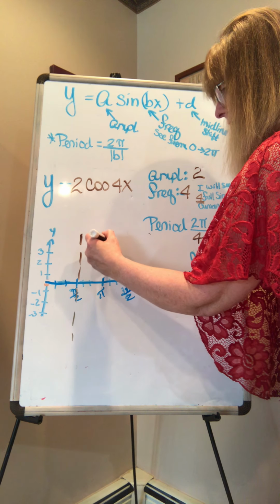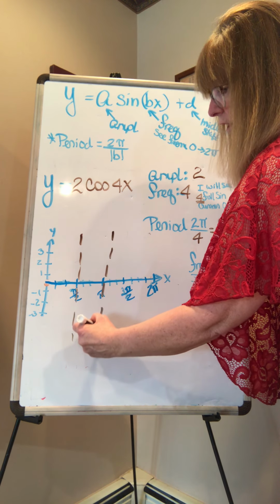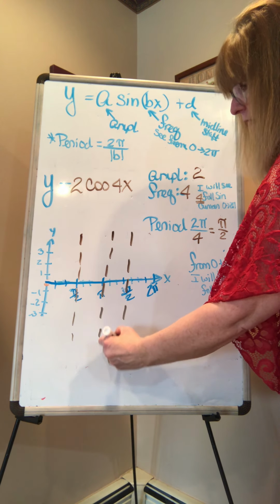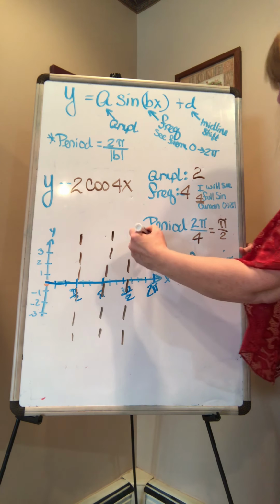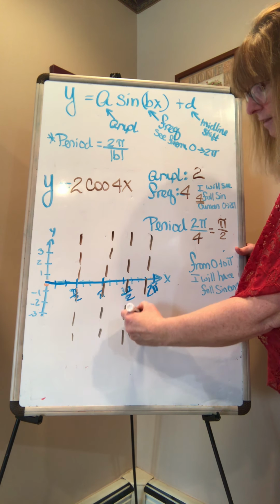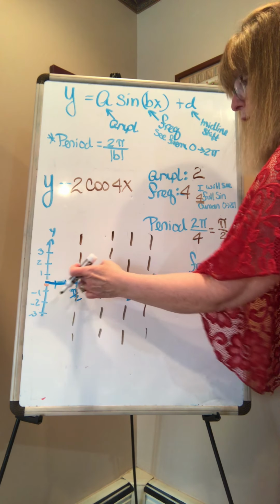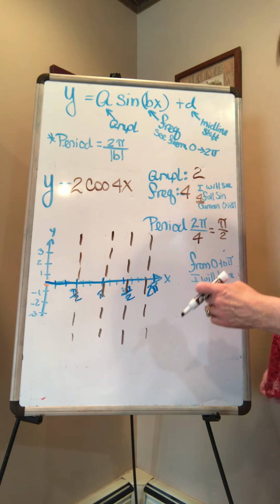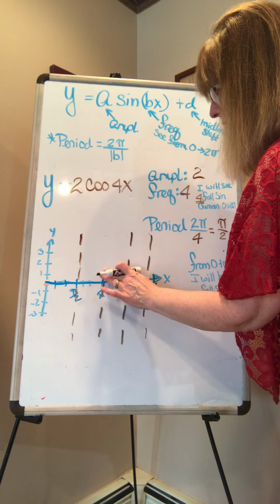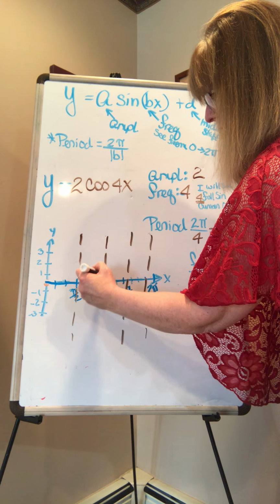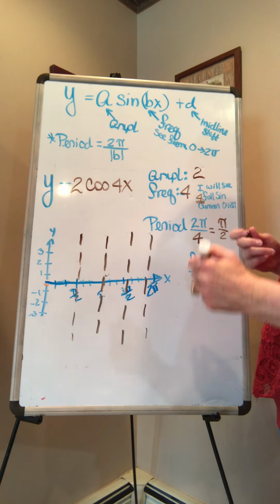Then in this 90 degrees, I am going to see another cosine curve. In this 90 degrees, I'm going to see another cosine curve. And in this 90 degrees, I'm going to see my last cosine curve. I'm going to see 4 full cosine curves. Let me move this one over a little. Yeah, there it goes. That's a little bit neater.